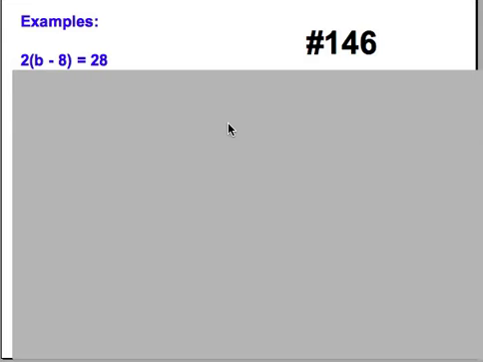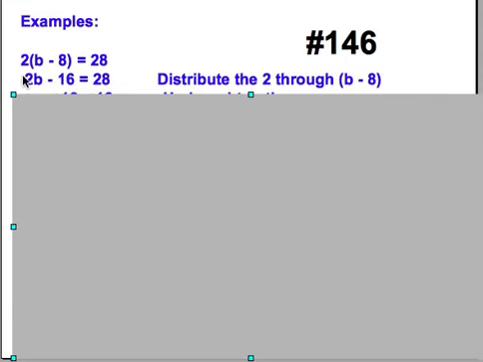Slide 146 gives an example of a multi-step equation where before I can combine any like terms, I need to distribute. And I can't work in the parentheses because I have two unlike terms. So the only way that I can combine those terms is by getting rid of the parentheses, which is through distribution. So I'm going to do 2 times b, which is 2b, minus 2 times 8, which is 16.